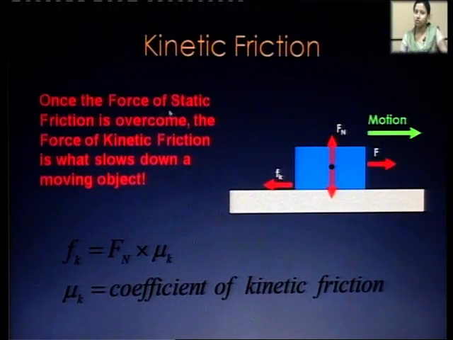So once the force of static friction is overcome, the force of kinetic friction is what slows down a moving object. So Fk is equal to mu k into Fn, where mu k is the coefficient of kinetic friction.